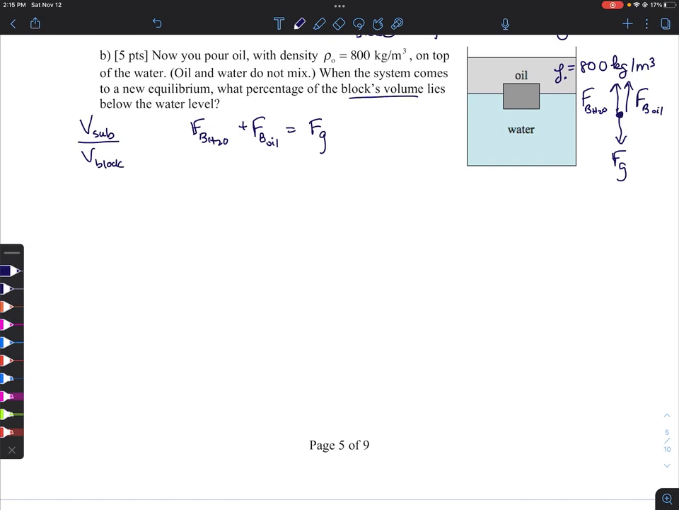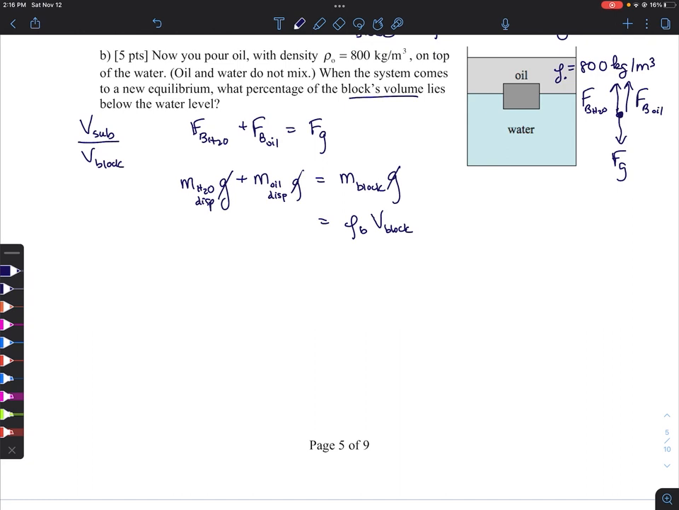F buoyant water is going to be equal to the mass of the water displaced times g, and F buoyant oil is going to be the mass of the oil displaced times g. I'll put a little displaced here just so we remember. And that's going to be equal to the mass of the block times g. So all of these g's cancel, and the mass of the block is still the density of the block times the volume of the whole block.